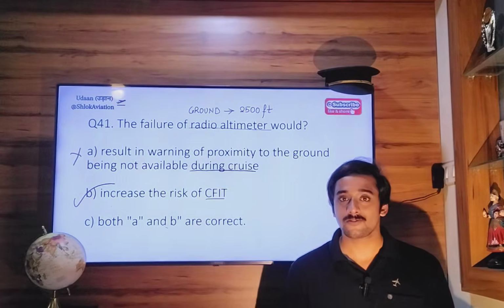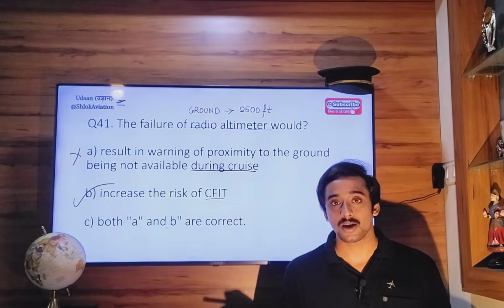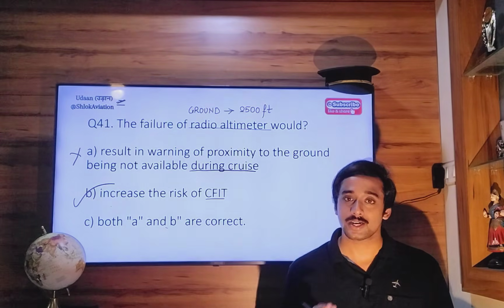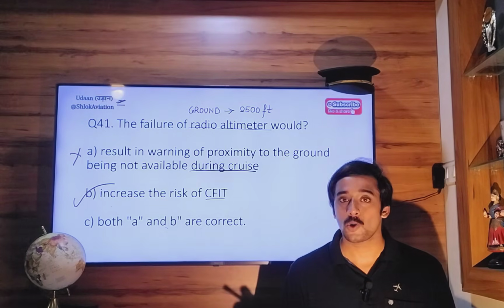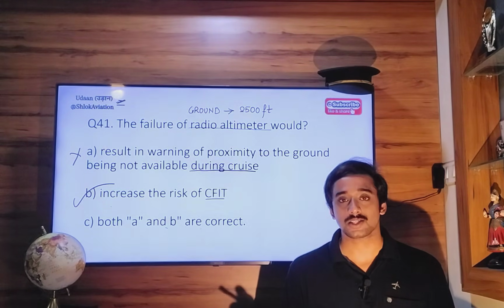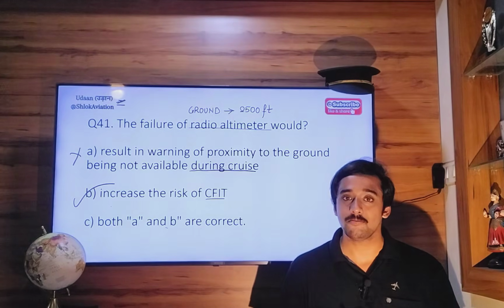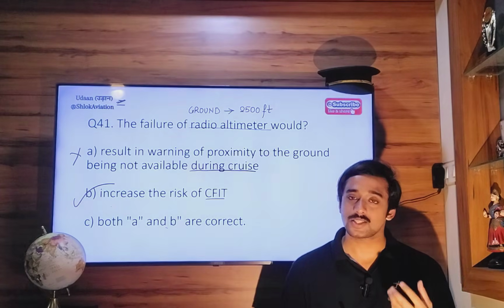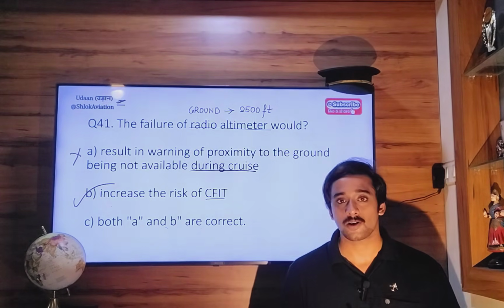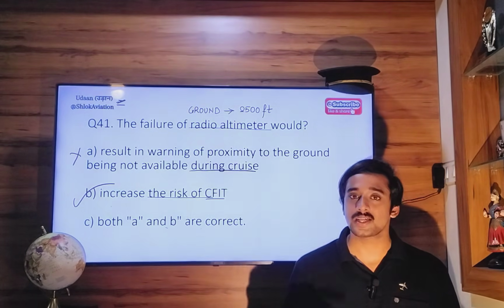When radio altimeter fails, there is no other equipment that will give you a command or an alert, a warning that you are closing onto a ground surface, a mountain, an obstacle in front of you, below you. So when you don't have that extra help or any supplementary equipment to aid you, easing your workload, the chances of CFIT, controlled flight into terrain or crashing, increases. So option B is the right one. It increases the risk of CFIT.